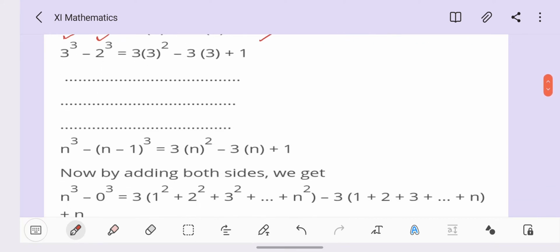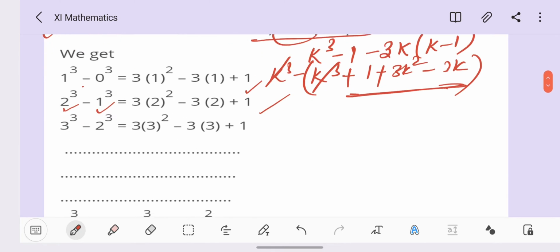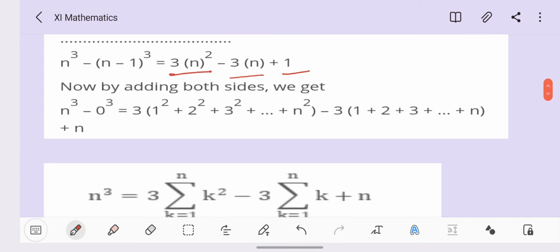Similarly, we go till n cube minus (n minus 1) whole cube, which is equal to 3n square minus 3n plus 1, because in place of k we have placed n here. Now by adding both sides column wise, you get n cube minus 0 cube is equal to 3.